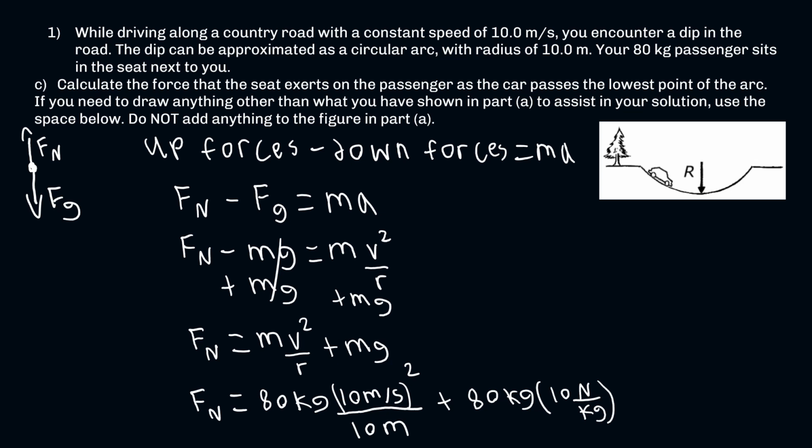So let's go ahead and plug this into your calculator here for a second, and then we're going to get the answer. So we're going to have here 10 squared over 10. So obviously 10 squared is 100. Divided by 10 is going to give me 10 again. So multiply that by 80. So 80 times 10 is 800, plus 80 times 10, which is also 800. So you should end up with a normal force here of about 1600 newtons if you did everything correctly.